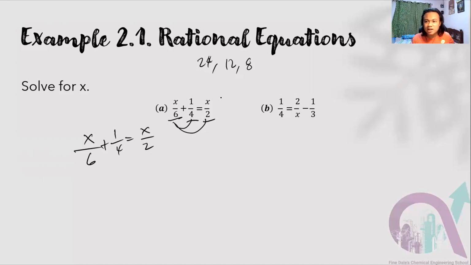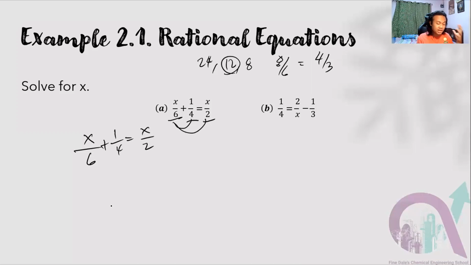Choose the smallest number that all of them can divide. 24 is really divisible by 6, by 4, by 2, right? But 8 is not divisible by 6, because 8 over 6 is 4/3, a fraction. So really, your choice is 12. 12 divided by 6 is 2. 12 divided by 4 is 3. And 12 divided by 2 is 6. So the LCD is 12.